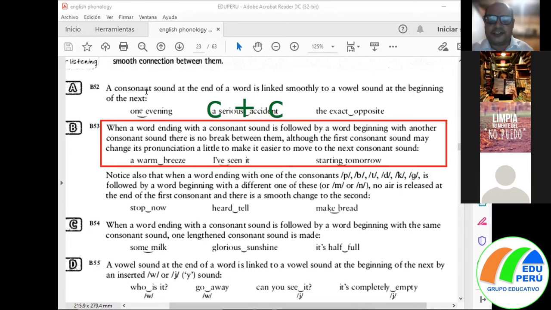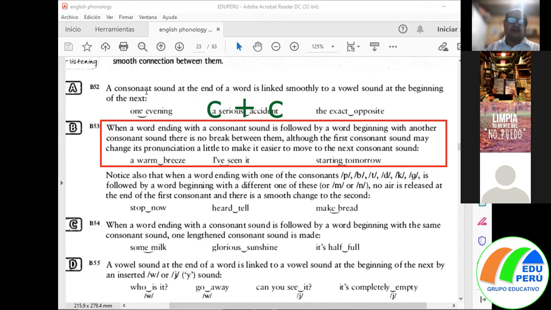Although the first consonant sound may change its pronunciation a little to make it easier to move to the next consonant sound. That's why you have regressive assimilation or progressive assimilation, no? When you have these cases of consonants together, in order to make them easier to pronounce, you are going to alter one of these consonants so you can pronounce them smoothly, with no interruptions, no breaks.